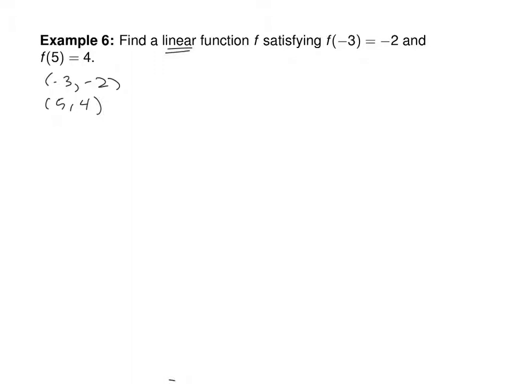So first find the slope. What is the formula for slope? Change in y over change in x. So y2 minus y1 over x2 minus x1 is going to be what? 4 minus negative 2 over 5 minus negative 3. So what's that, 6 over 8? Does that reduce? Yes, 3/4.